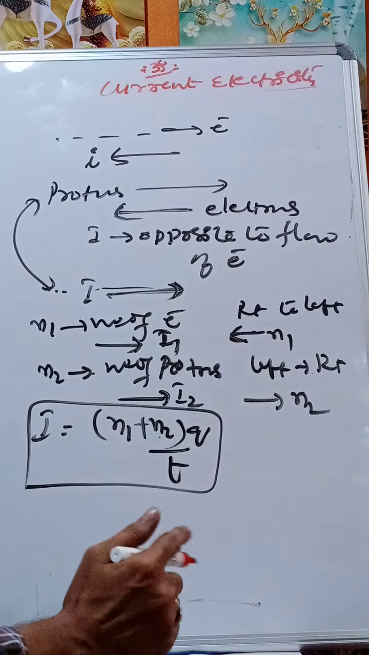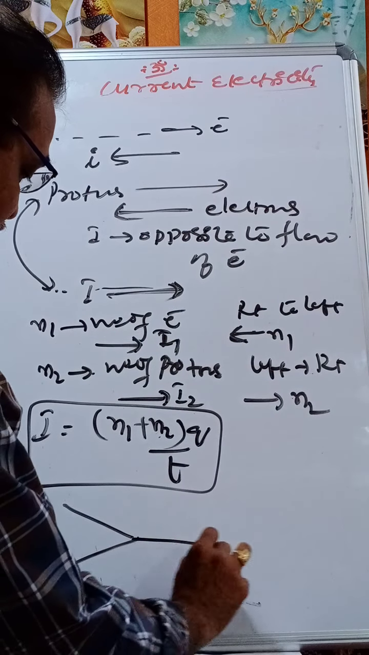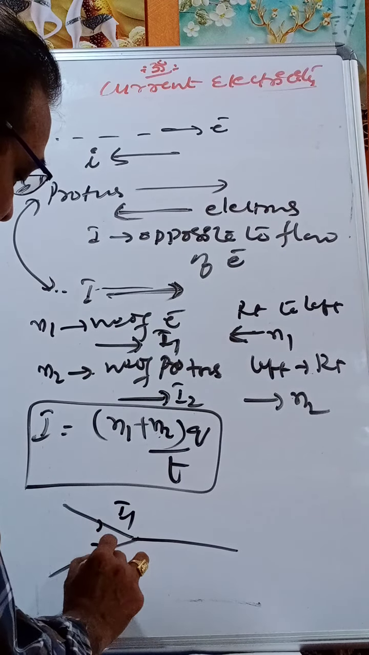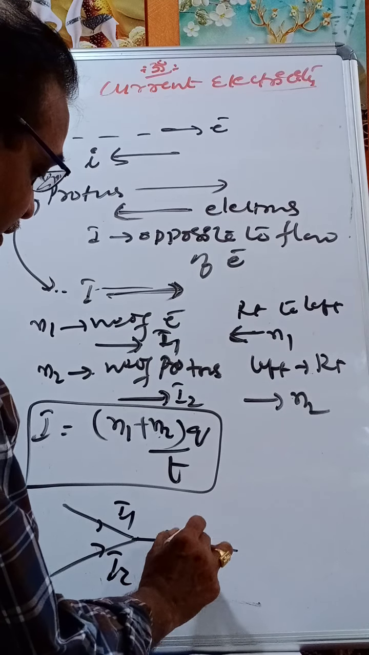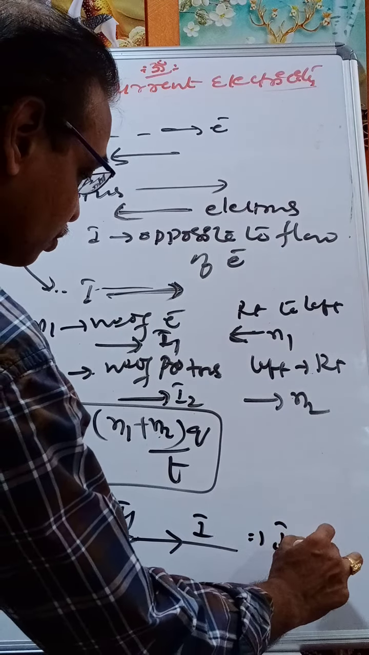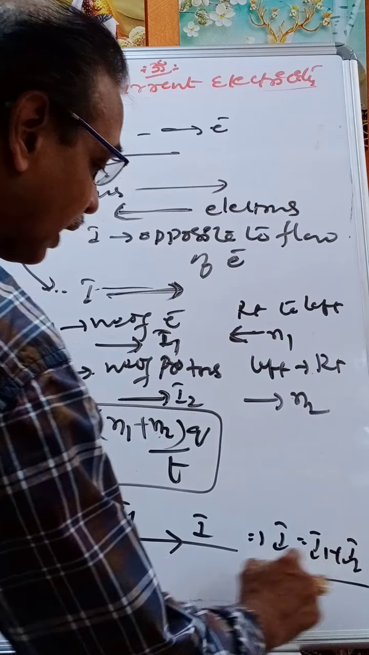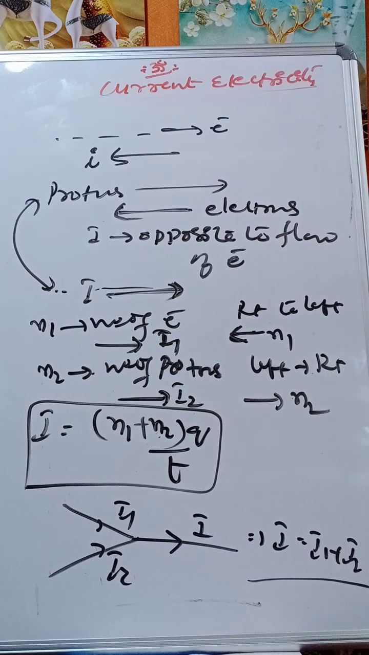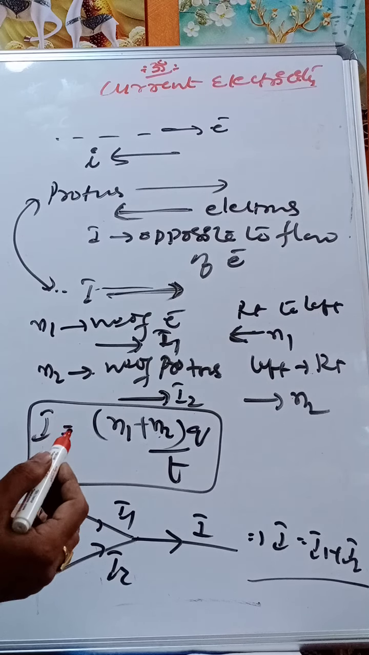Now let us see. If a current I1 is flowing like this and current I2 is flowing like this, then the total current I is equal to I1 plus I2. These are all the different ways of expressing current and how to get the current from different parameters.